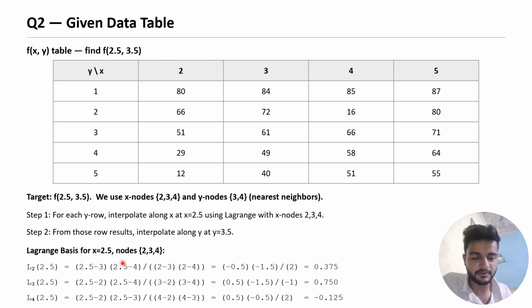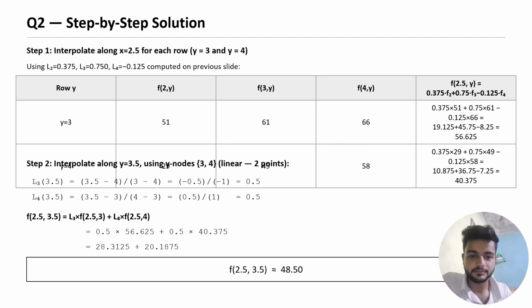Lagrange basis: we will find the Lagrange basis L2 at 2.5, which is equal to 0.375, L3 at 2.5, which is equal to 0.750, L4 at 2.5, which is equal to minus 0.125. If we add all of 2, 3, 4, we get 1. So yes, it is correct.